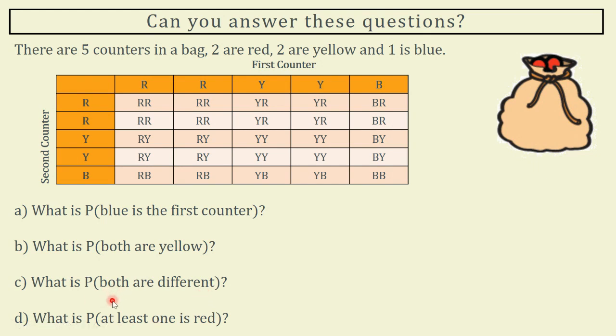And then for the final part, what's the probability that at least one of them is red? At least one of them is red means I've got a red in there somewhere, but I could have 2 reds. That's okay because that's at least one is red. Okay, so pause the video now. Try and do those 4 questions. When you're happy you've done those 4 questions, start the video again and we'll have a look at how we got on.